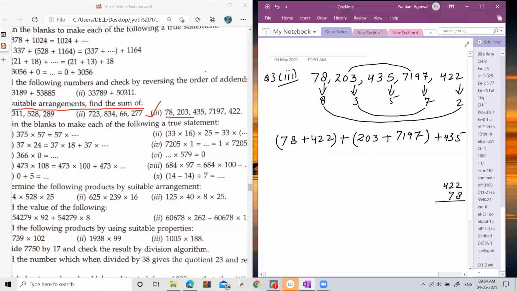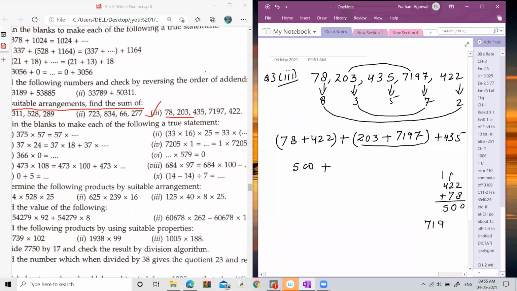Add 78 with 422. 8 plus 2, how much? 10. So 0 and carry 1. Then 7 plus 1, 8. 8 plus 2, 10. Now 4 plus 1, 5. So the sum of these two numbers is 500. Then put the plus sign.